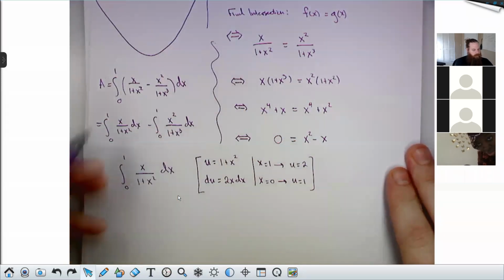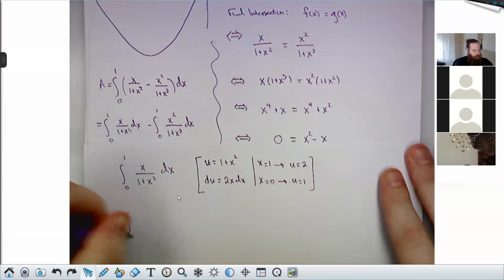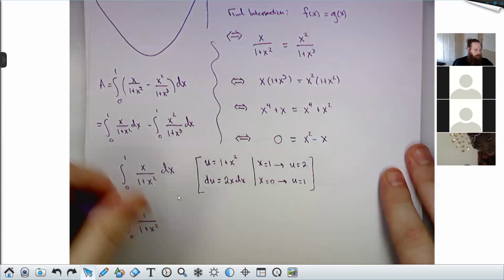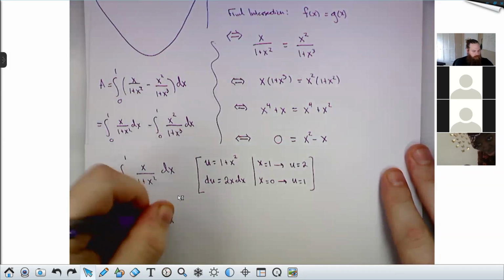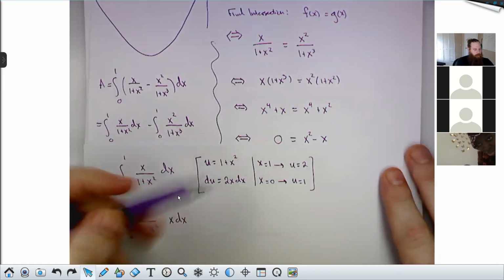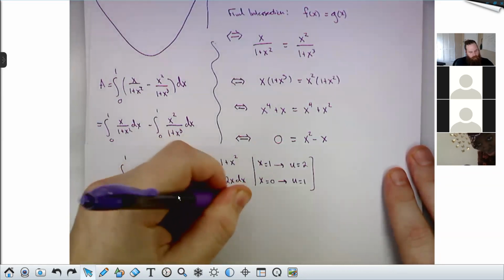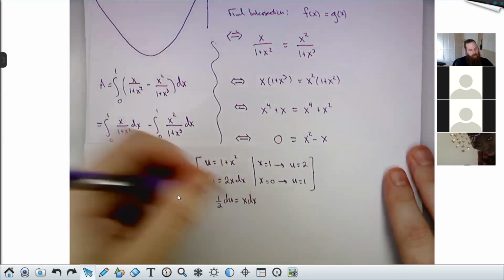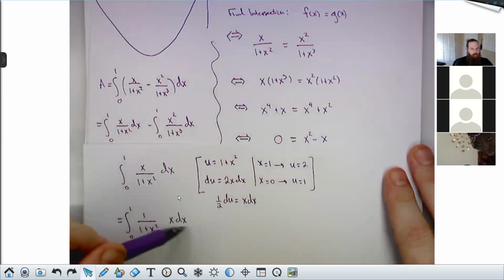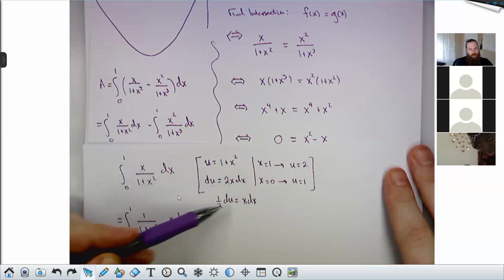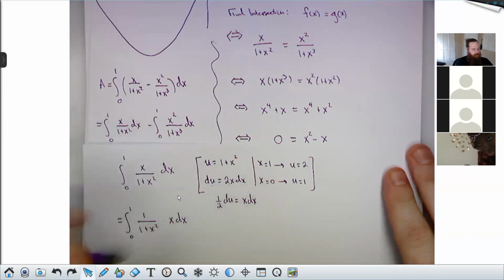Also, this x dx, so I'll go one more step here. I'll rewrite this as integral 0 to 1, 1 over 1 plus x squared times x dx. Because x dx is 1/2 du. All right, so this is the piece I have to help me with my differential. I have, though, that du is 2x dx. So if I divide both sides by 2, I get 1/2 du is x dx.